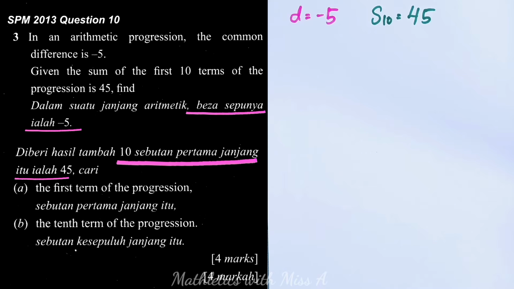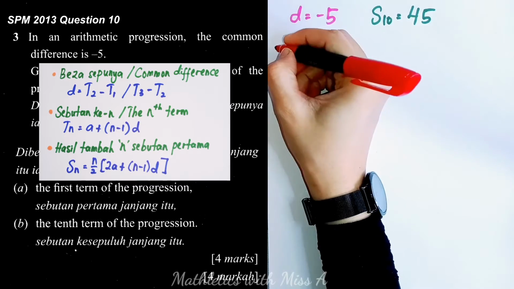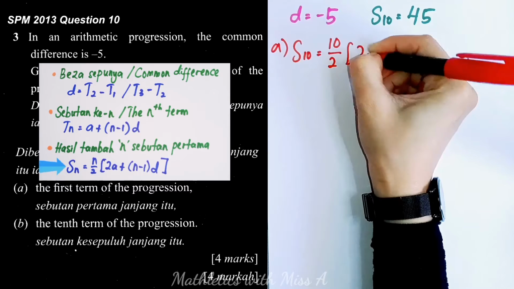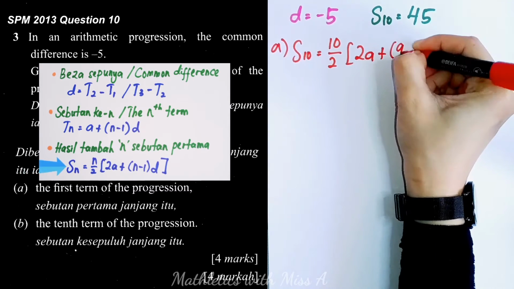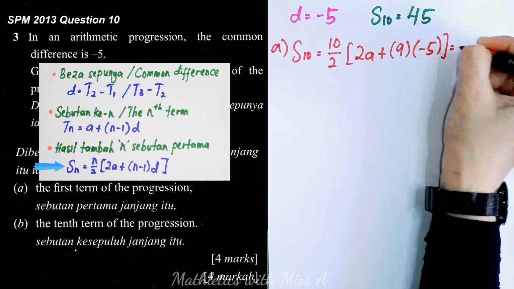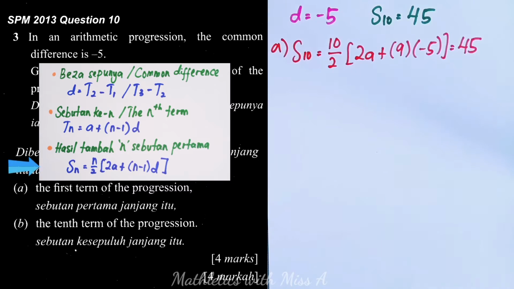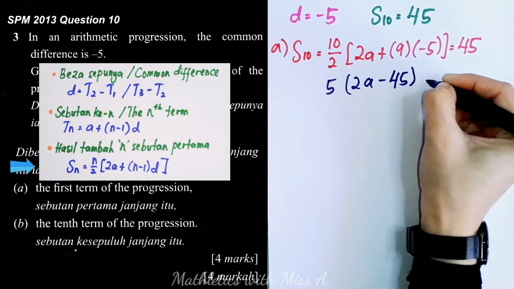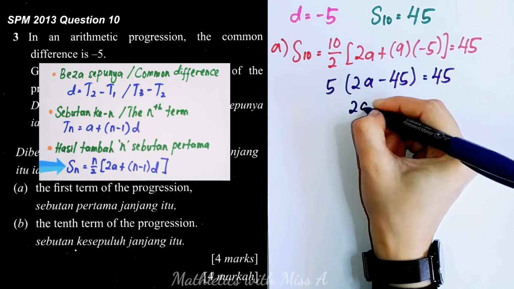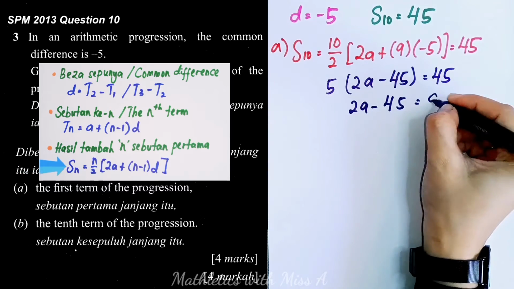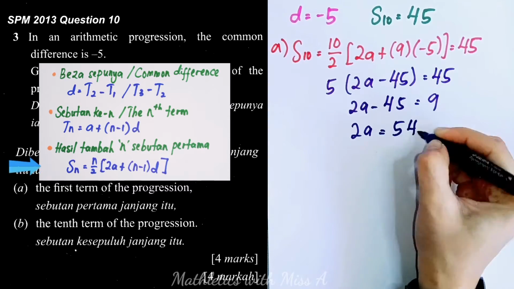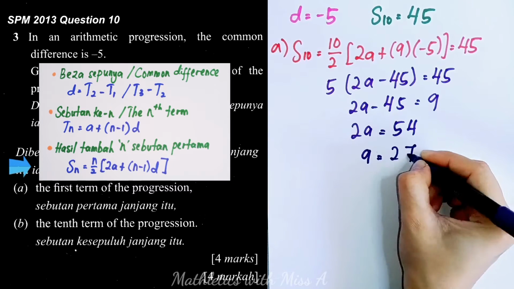Given the common difference is negative 5 and the sum of the first 10 terms of the progression is 45. So by using the formula Sn, S10 equals 10 over 2 in bracket 2a plus 9 times negative 5 equals 45. Then simplify. So 5 in bracket 2a minus 45 equals 45. So 45 divided by 5 is 9. So calculate, a equals 27.